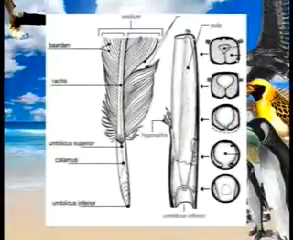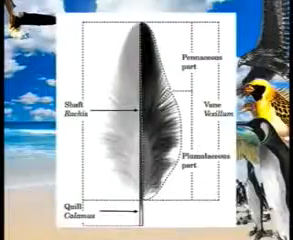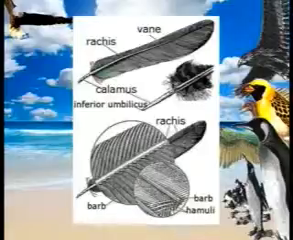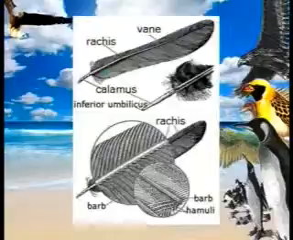Now let me talk about the structure of the feather. The structure of the feather can be understood under two heads. Number one is the axis. The axis of the feather consists of a small region which is referred to as the calamus, and the region present in the broader area of the feather, which is referred to as the rachis. The calamus region is semi-transparent, made up of keratin again, and it has two openings on the lower side and one opening at the region where the broader area starts. This lower opening is referred to as the inferior umbilicus, and the opening on the upper side of it is referred to as the superior umbilicus.